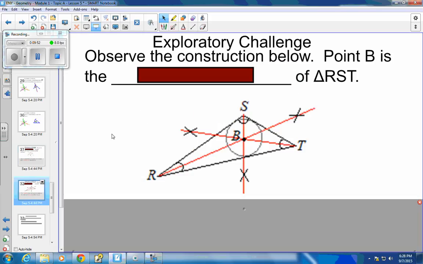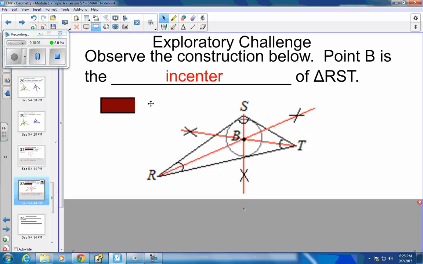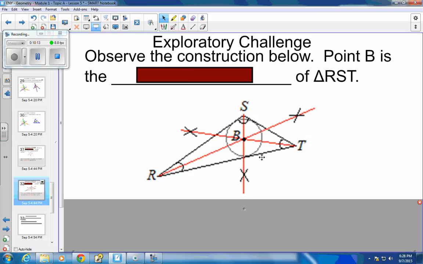And here's a different picture. On this picture, what kind of lines are the red lines? Take a moment, think about it. Okay, hopefully you came out with those are angle bisectors, and since those are angle bisectors, point B has to be our incenter. It's our incenter. So it is in the center of the circle, and the circle is inside the triangle.